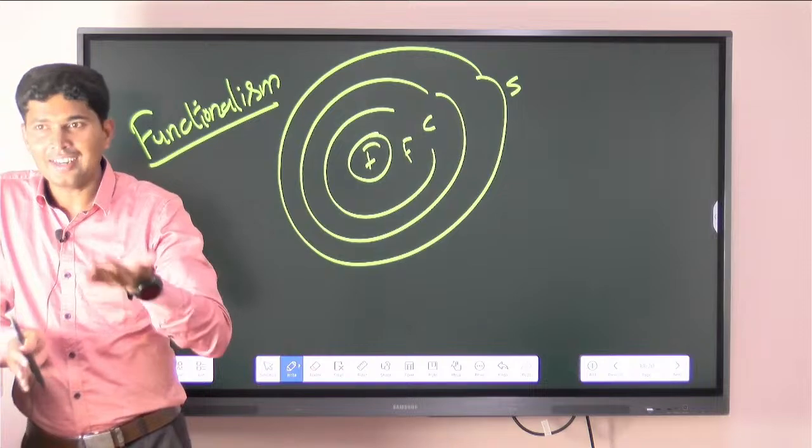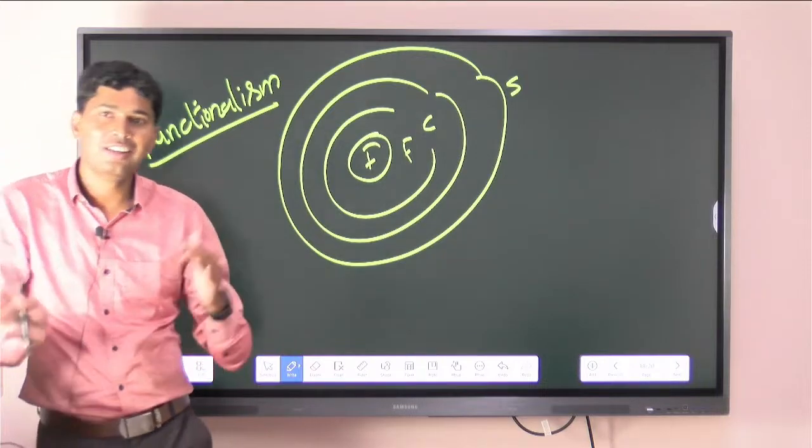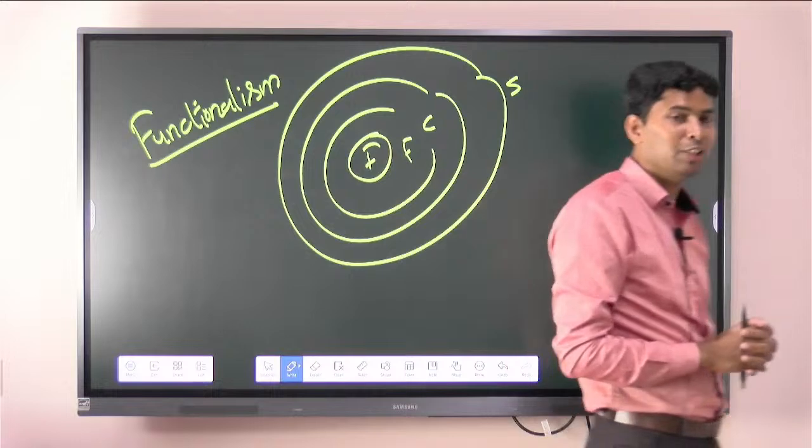So conformity and deviance. So a girl went to her parents and told them that she wants to marry another girl.